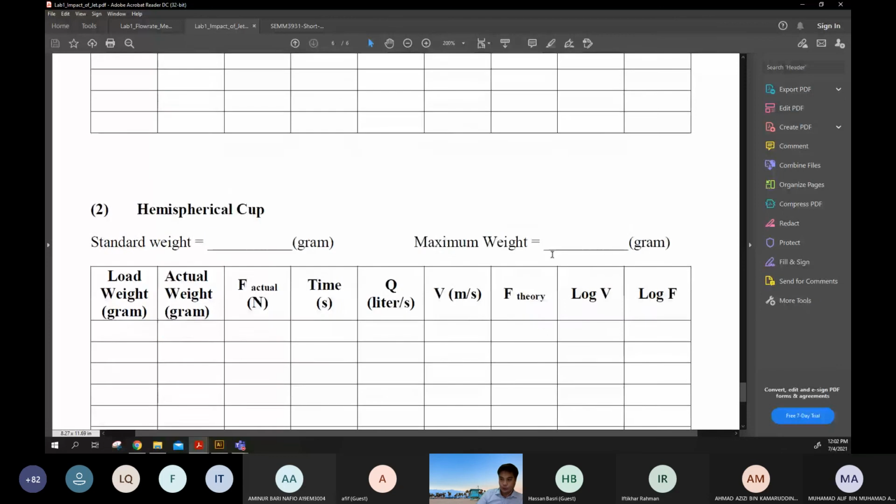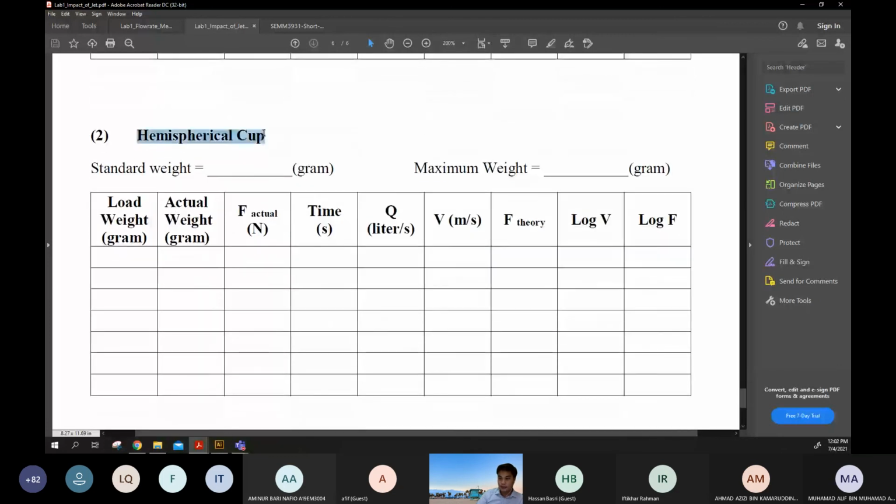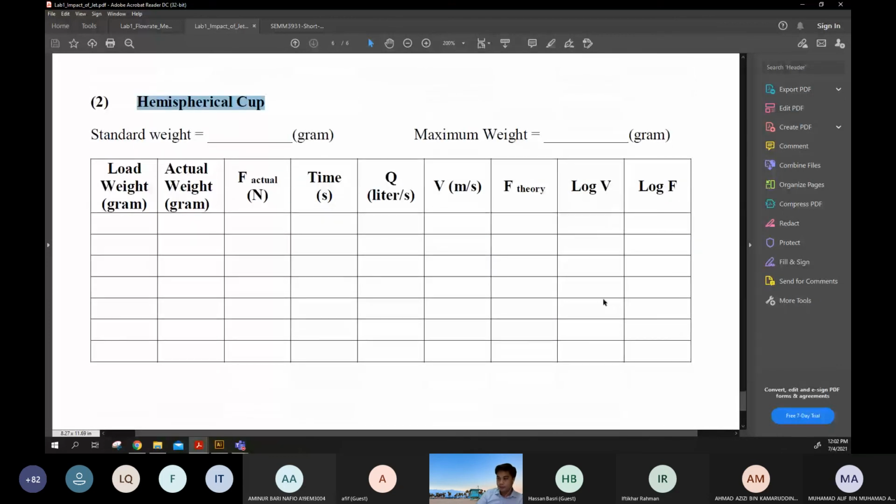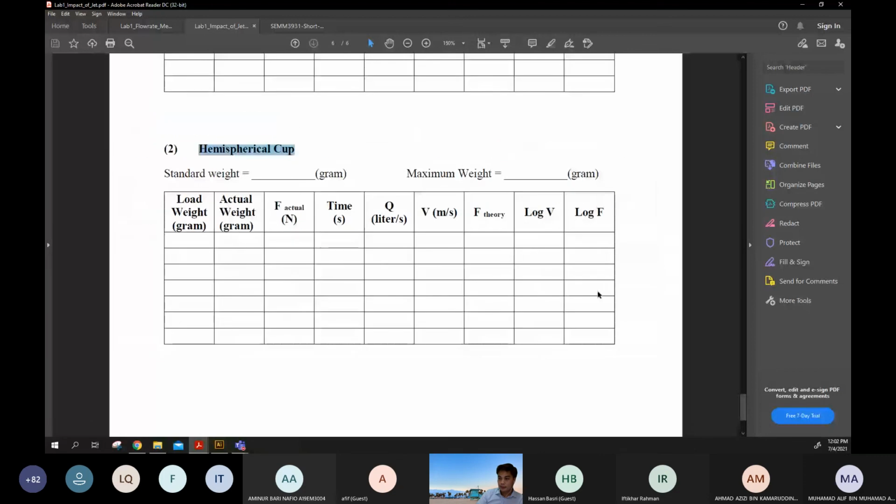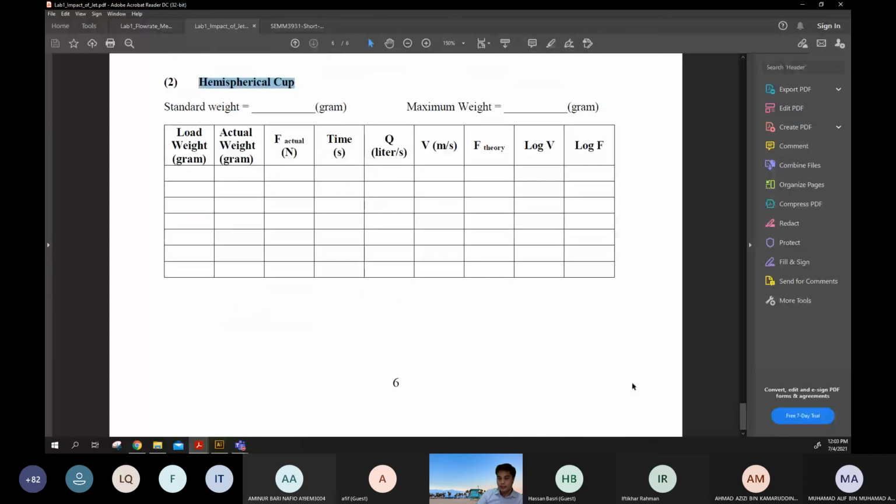And the same thing, you need to fill up for the hemispherical cup. All the same, okay? All the raw data will be given to you. You yourself need to fill in the rest. I think that's all. Do you have any questions pertaining to the two questions for this?